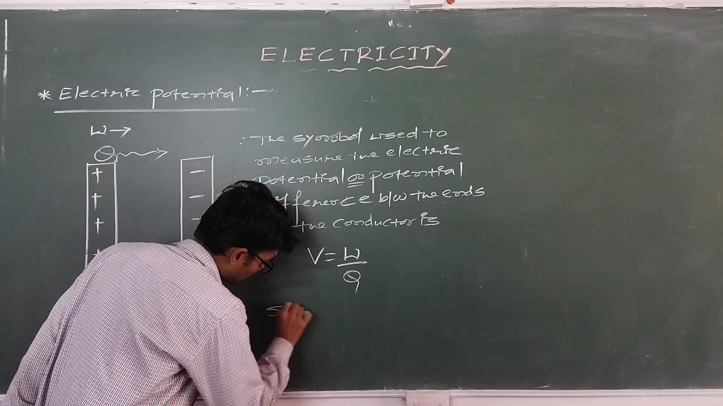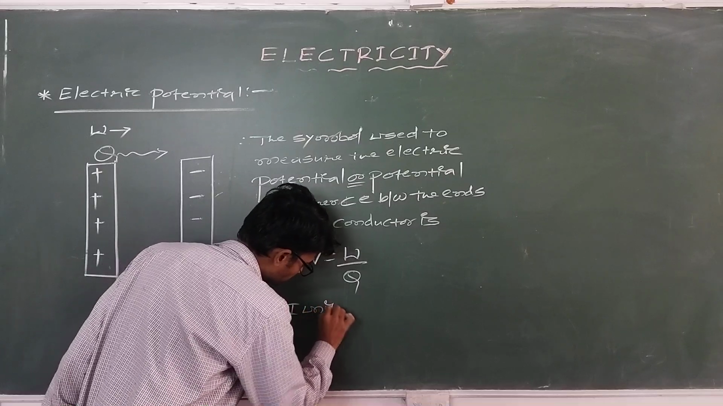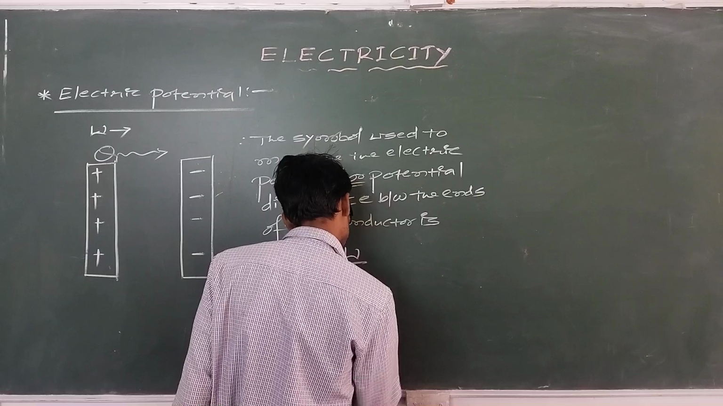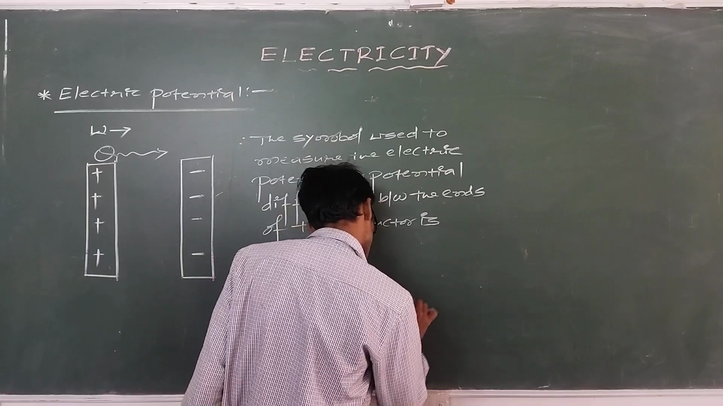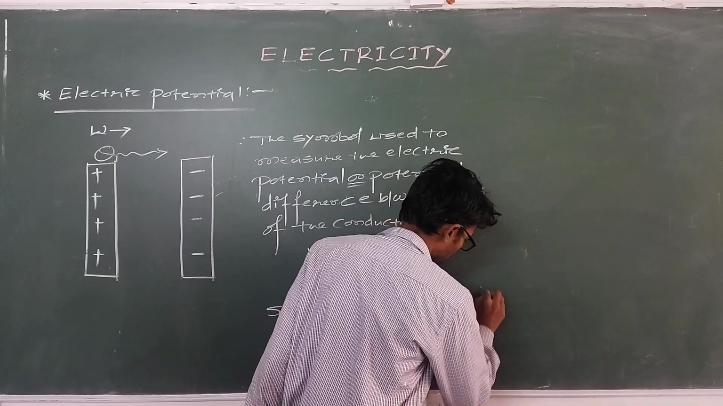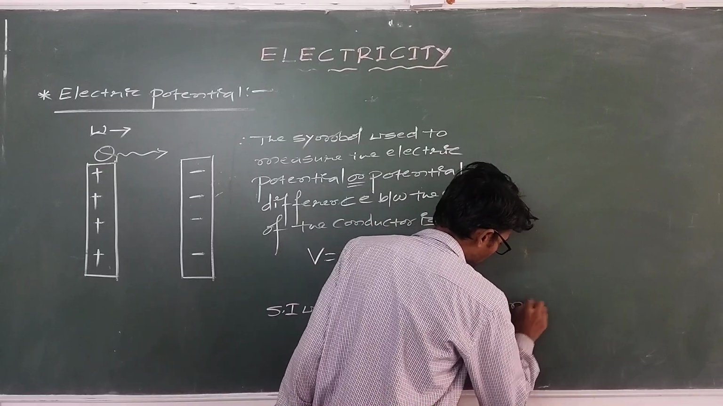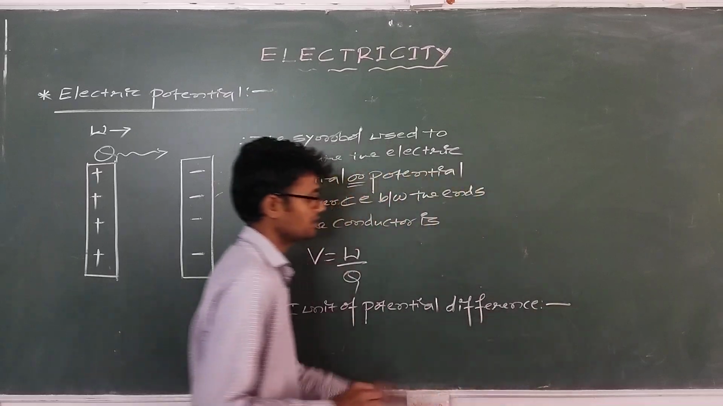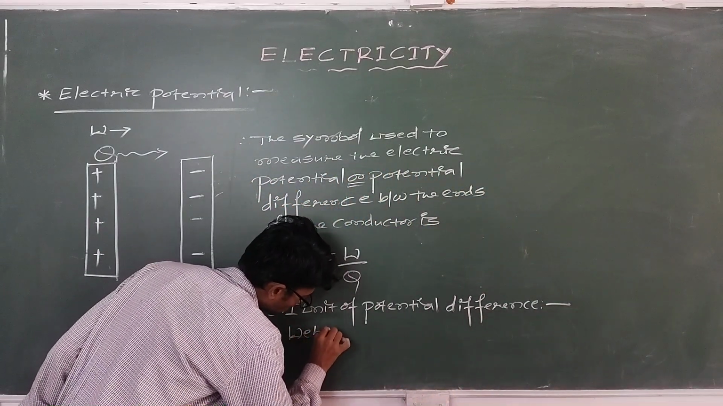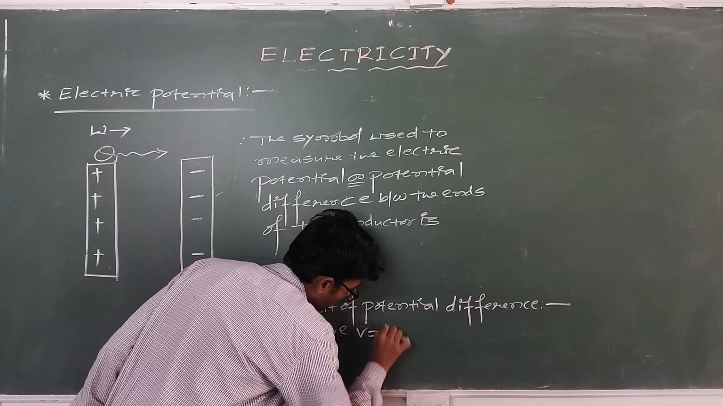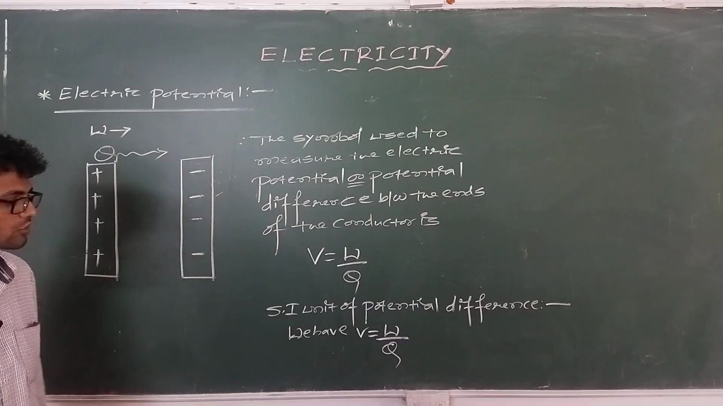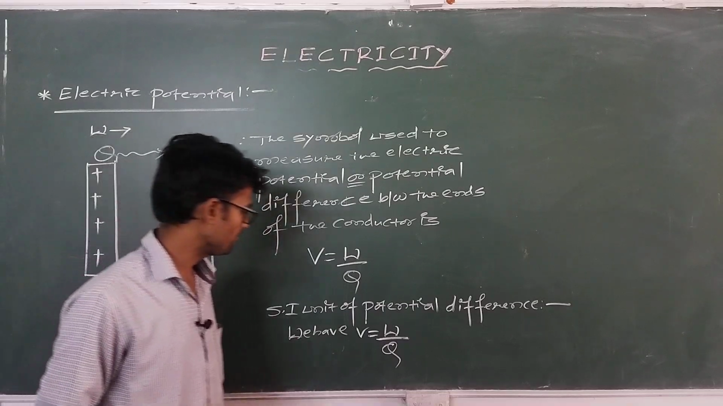After this we have the SI unit of potential difference. V is equal to W by Q is the formula used to measure the potential difference.